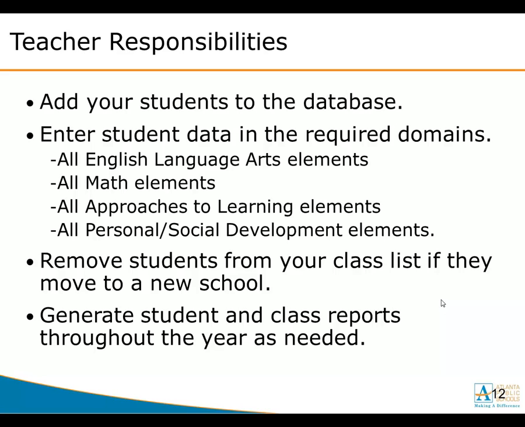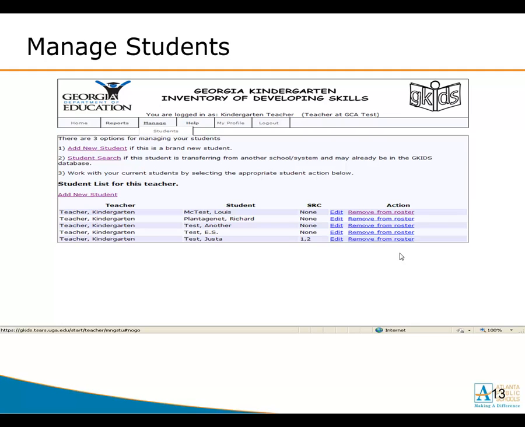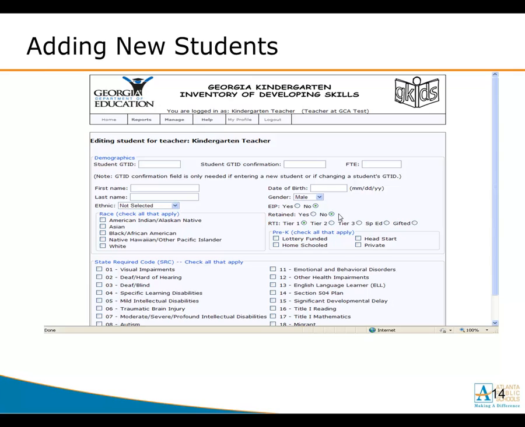Teachers may enter student data in the required domains, remove students from your class list if they move to a new school, and generate student and class reports throughout the school year as needed. You can easily manage students. You can edit or remove from roster from this screen. You can add students. Make sure you have your information for your students from Infinite Campus, including GKIDS number, last name, first name, date of birth, ethnicity, race, and SRC codes.